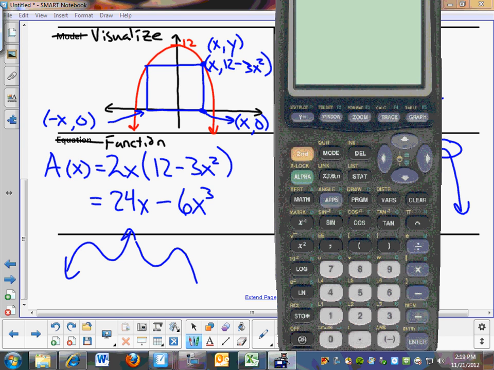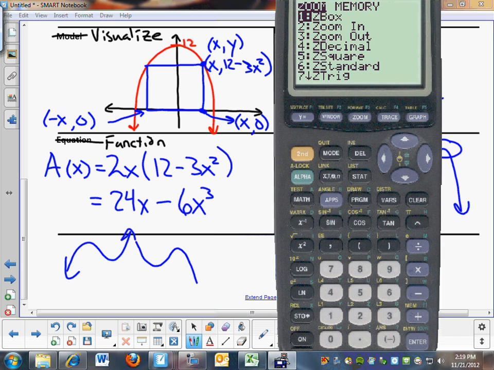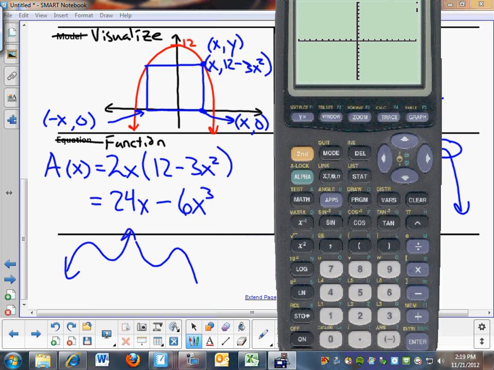Okay, I'm going to turn it on and go to y equals here. Let's type in 24x minus 6x to the third. I'm going to graph it in a normal viewing window, so zoom 6. Just see what happens. Oh boy.